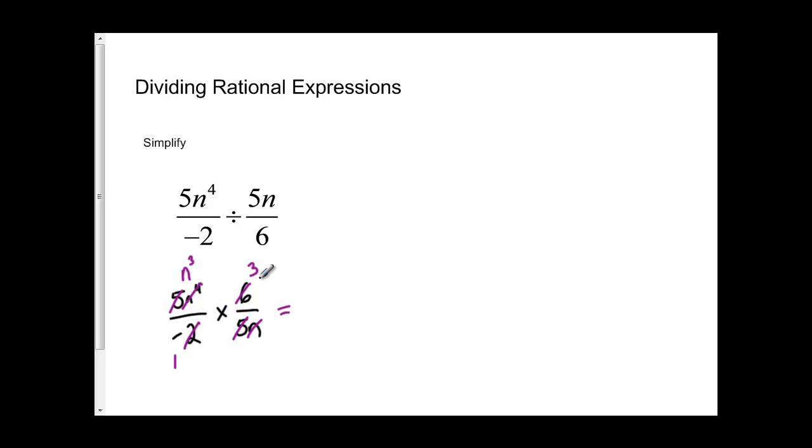My final step is multiplying everything on the top and everything on the bottom together. So n to the third times 3 is 3n to the third. On the bottom, I'm left with a negative 1, which I could also just write as negative 3n to the third.